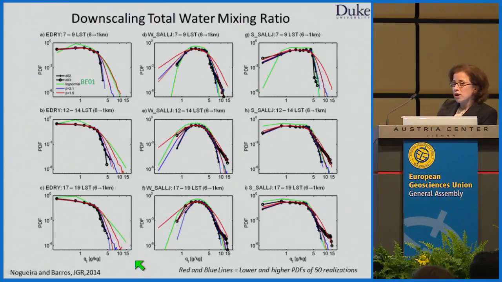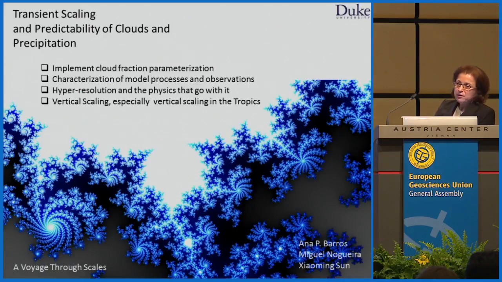Now, this needs more exploring, but it's very rewarding to see that we can actually do this without having to run the model at 1 kilometer and obtain a very consistent statistical distribution. Now, some of the big challenges, and I think the previous speaker gave an outstanding talk about issues of vertical scaling, issues of stability. How do we deal with analysis of those processes?